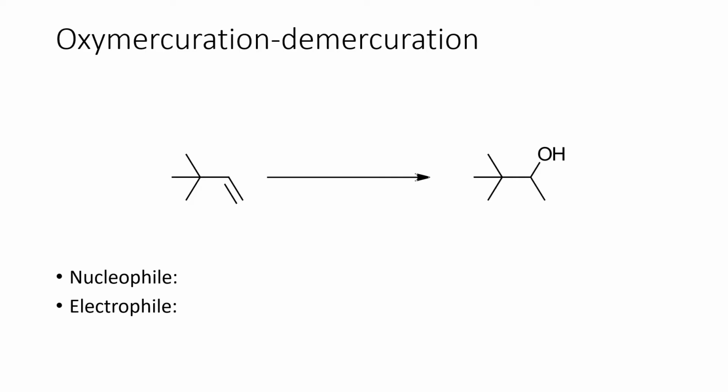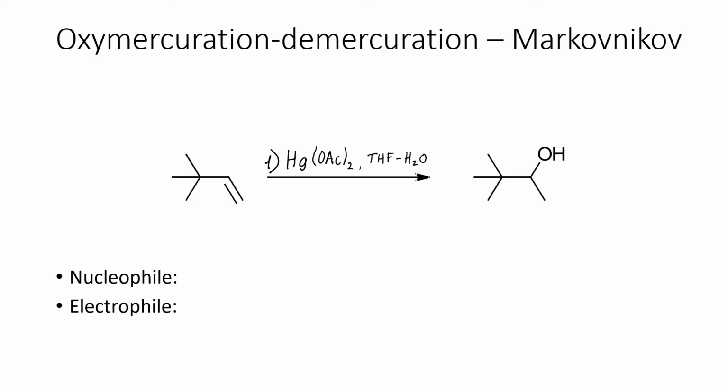The oxymercuration demercuration reaction converts alkenes into alcohols with the Markovnikov regiochemistry. This reaction takes place in two steps, and to carry out the first step, which is the oxymercuration, we're going to need mercury acetate dissolved in THF and water. Then for the second step, which is the demercuration step, we're going to need sodium borohydride and an aqueous base.